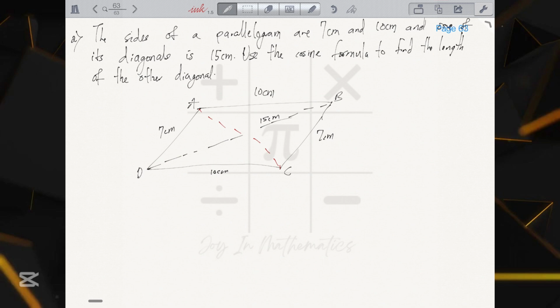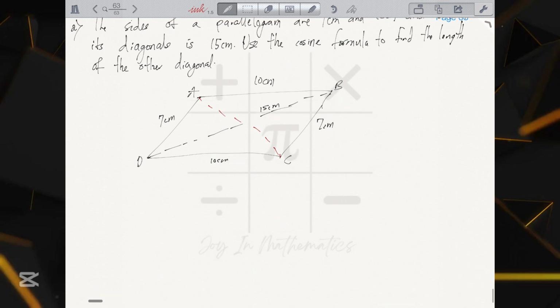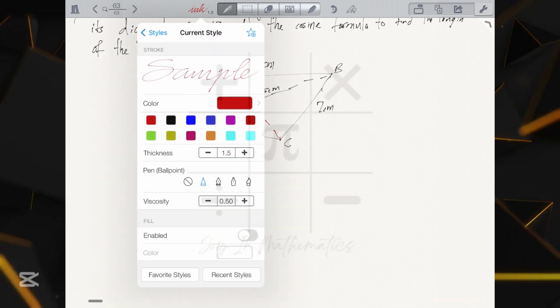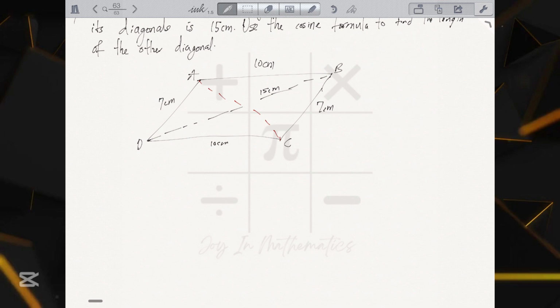Now, let's bring out the triangles involved. Let's first bring out triangle DCB. So triangle DCB is in this format, CDB, where we have DC to be 10 centimeters, CB to be 7 centimeters, and DB to be 15 centimeters.